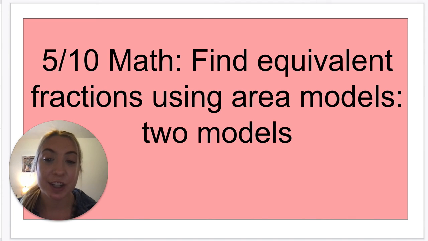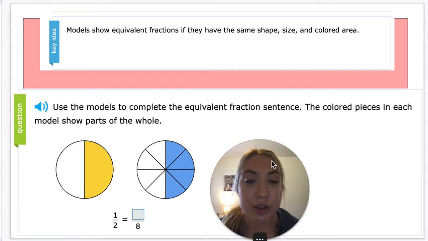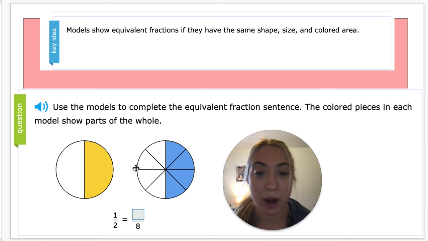And this is when our division is going to come in handy that we learned at the beginning of the year. So models that show equivalent fractions have the same shape, size, and colored areas. So down here we see that we have two models and the same area is colored. The same area here is yellow and here it is blue. But these are different because this one has 2 parts and this one has 8 parts. But they're still equal fractions because the same amount is colored.